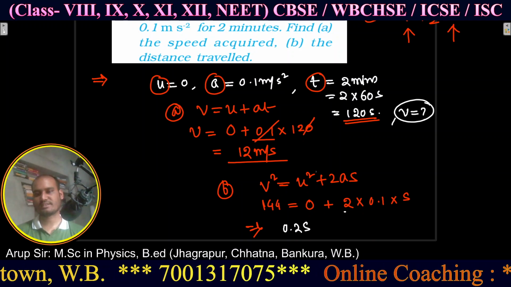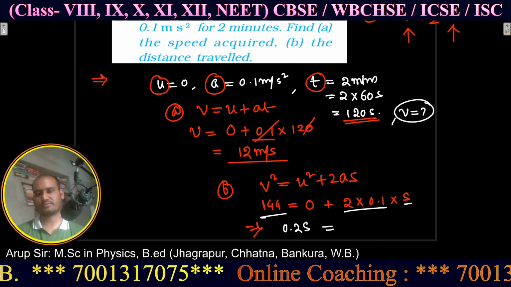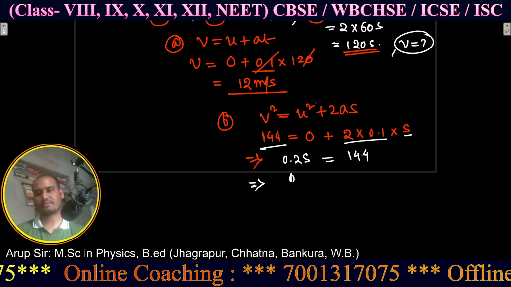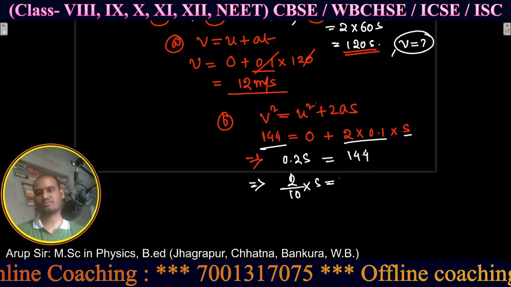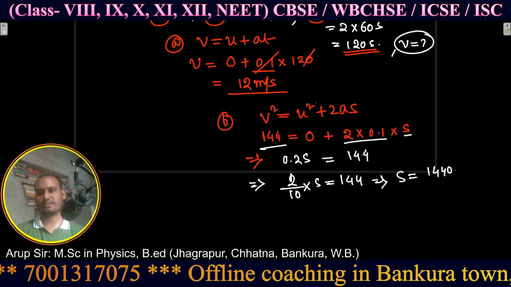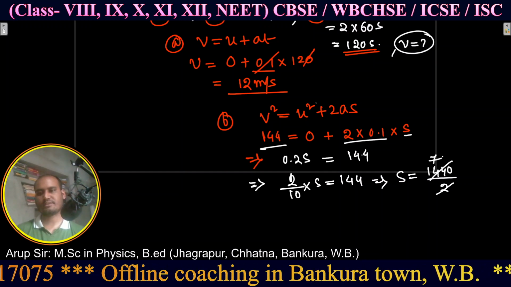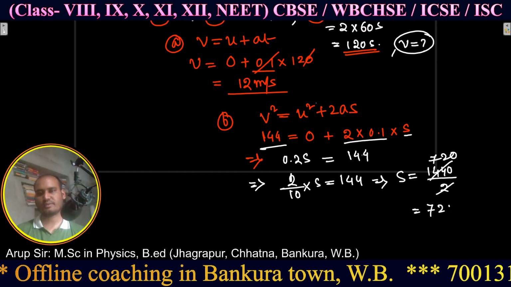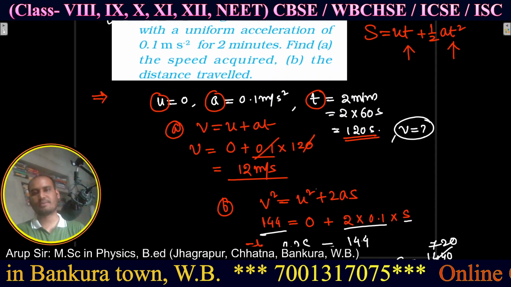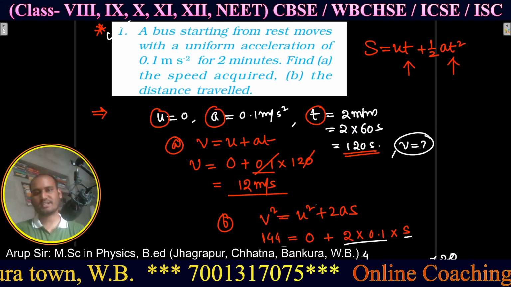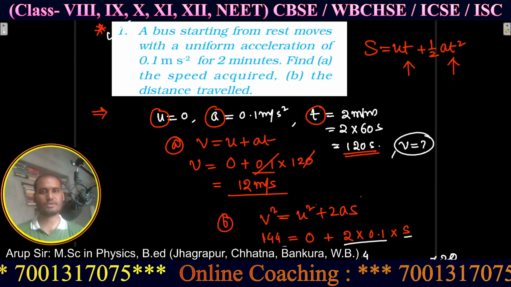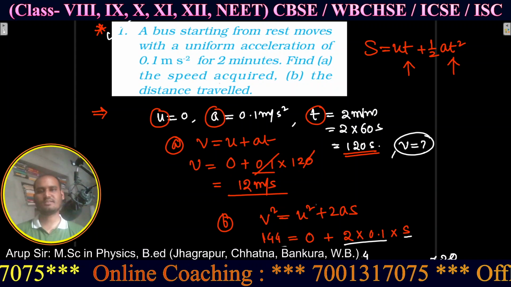So 0.2 s, and s is equals to 144. Now s equals to 0.2 means how much? 2 by 10 into s equals to 144, or s equals to 144 into 10 by 2, which is 720 meter. So 720 meter is the distance it will travel within that 2 minutes, when the bus was starting from rest and with some acceleration 0.1 meter per second square. So this is the fact.